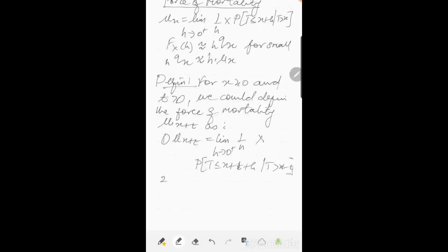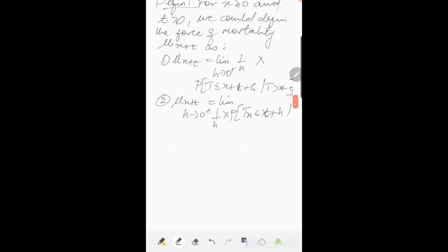Then the second definition: mu x plus t is equal to the limit as h approaches 0 plus of 1 over h times the probability that Tx is less than or equal to t plus h given Tx is greater than t. So these are the two definitions of the force of mortality.